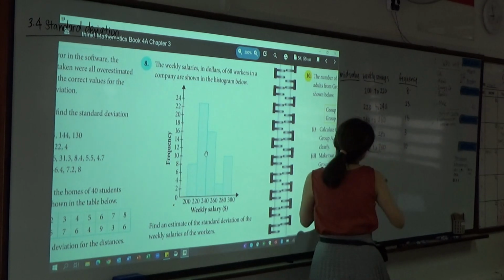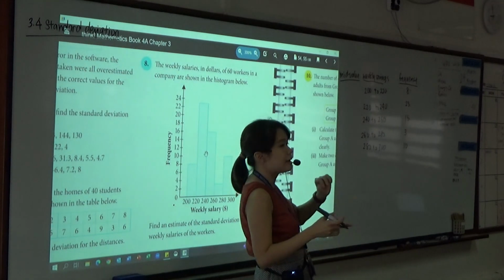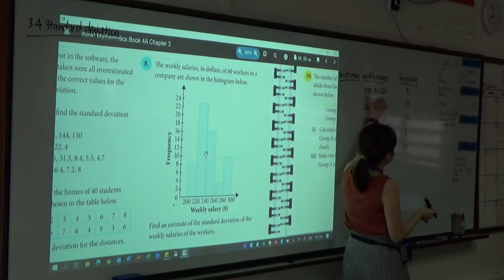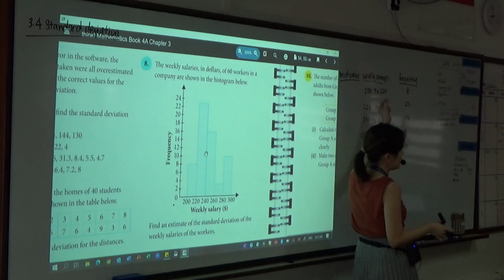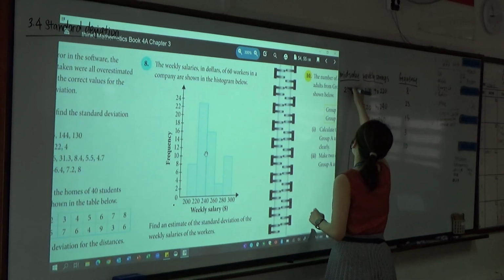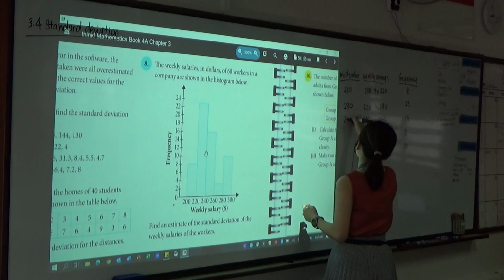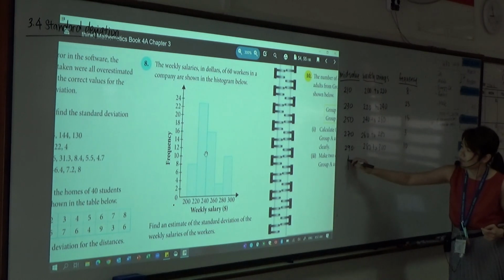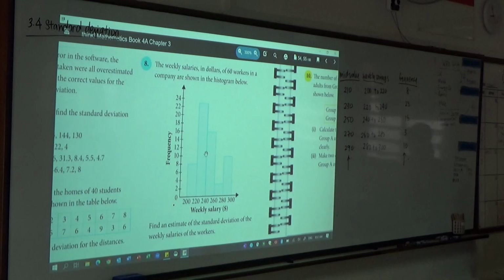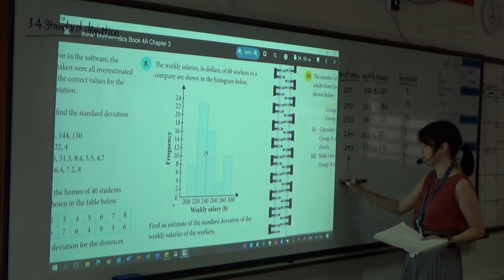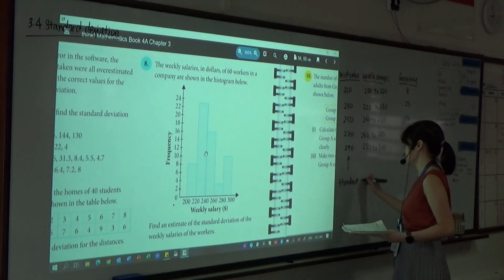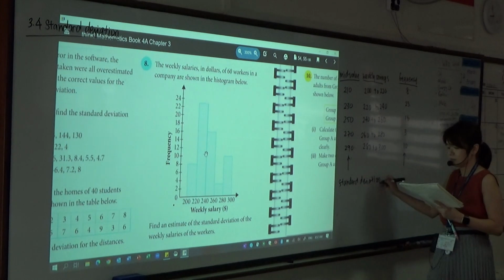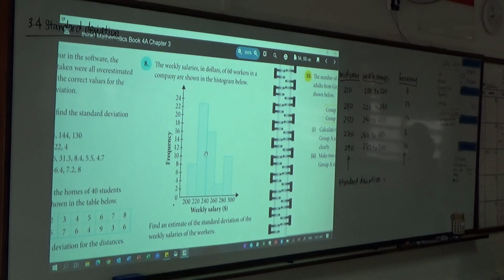In order for us to find out the standard deviation, I must know the mean value of this interval. So again, lower and upper boundary add together, divide by 2. We will get 210 over here, 230, 250, 270 and 290. I'm going to use these values to input into our calculator so that we can get the standard deviation. Could you give this a try and find out what the standard deviation is?